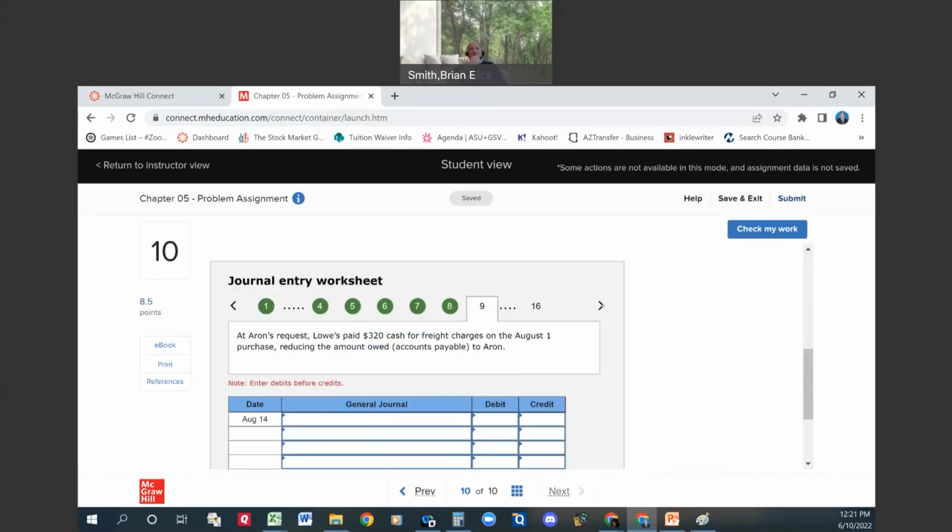At Aaron's request, Lowe's paid $320 cash for freight charges on the August 1st purchase. At Aaron's request, we bought this, and they paid it, and they reduced the amount owed to accounts payable. All right, this one's kind of a little bit of a monkey wrench for you. We bought inventory from Aaron. It was going to be charged to merchandise inventory. Sorry, we had accounts payable. Aaron, we owed them $5,000, but they said, hey, we'll give you a credit on your accounts payable if you pay this $320 in cash.